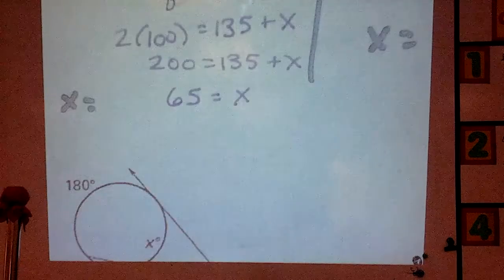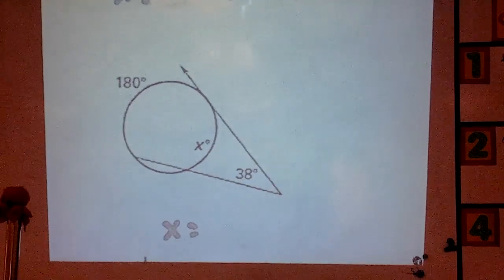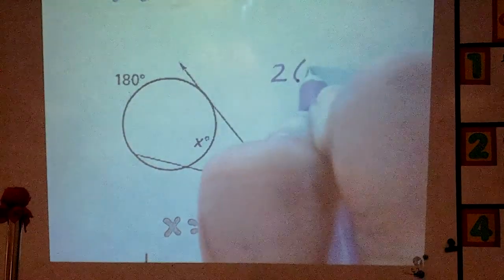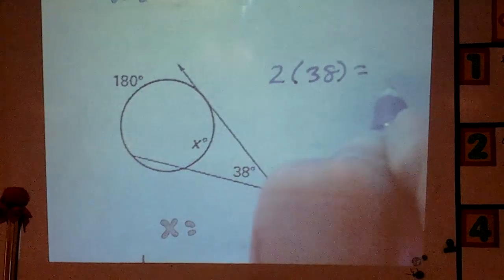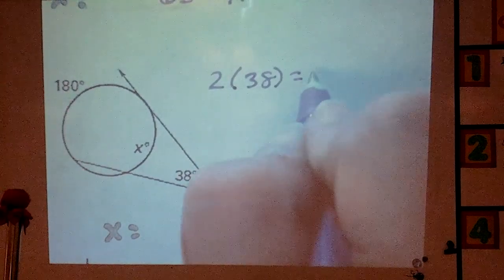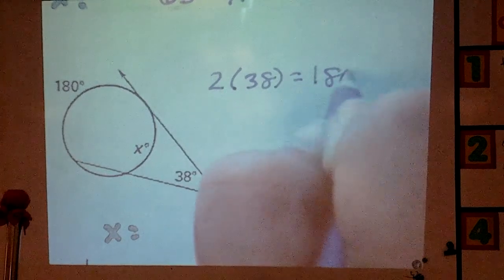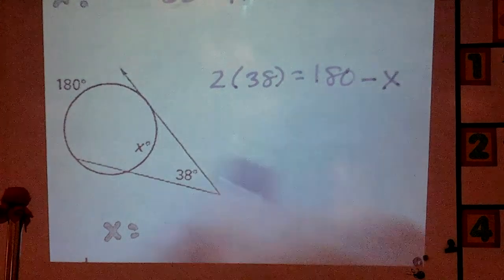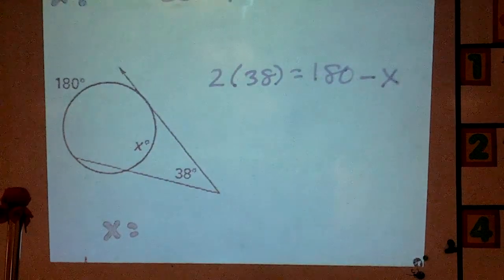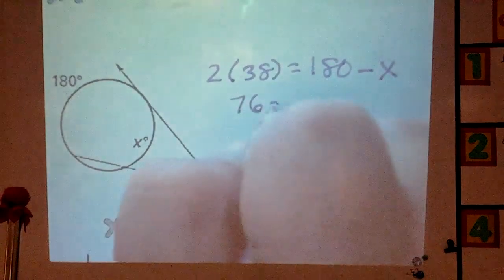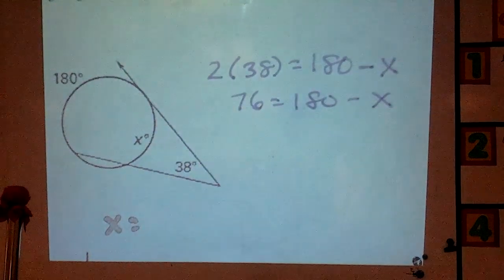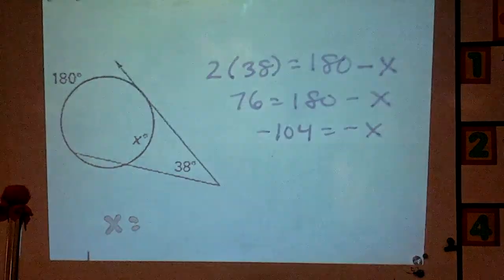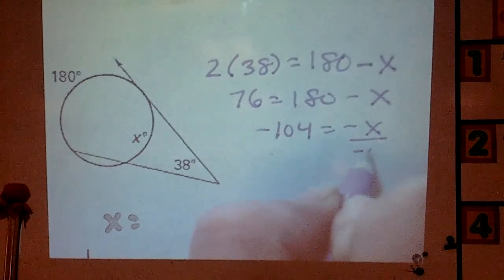I'm going to go to the problem in the middle right here. This one is a lot simpler of a version of what we just did. So twice your angle, 2 times 38, equals your arcs subtracted, and it's far, 180 degrees, minus near, which is x, my unknown. 2 times 38 is 76, and then I will subtract 180 from both sides, and divide by -1 to get rid of my negative.